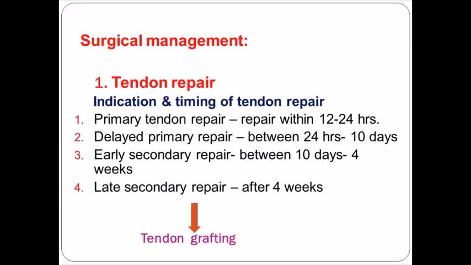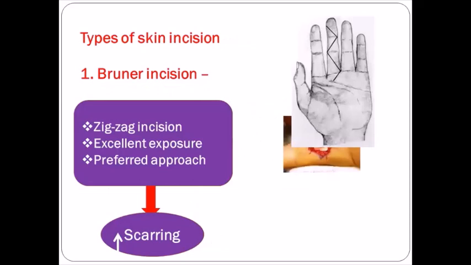Now here, the first surgery, which is the commonest, is the tendon repair. There are different types of tendon repair. I'm not going into all those details, but there are two types of skin incision also. The Brunner incision, you can see here, is a zigzag incision where you can get excellent exposure, and this is the preferred approach, but the problem is it increases the scarring because it is on the palmar side. So when you give the patient such an incision, you have to be very careful from the beginning that the scar should not mature.